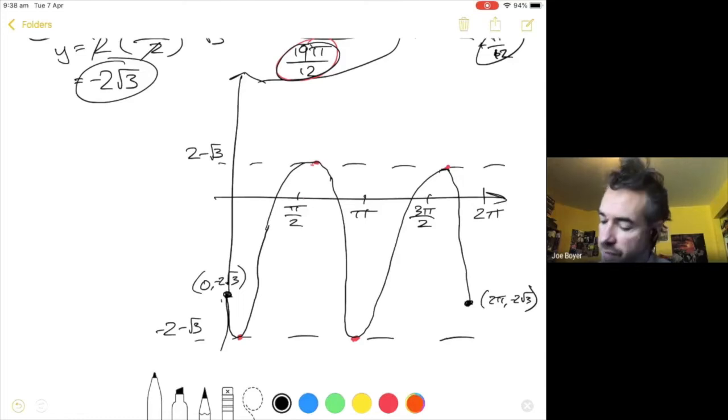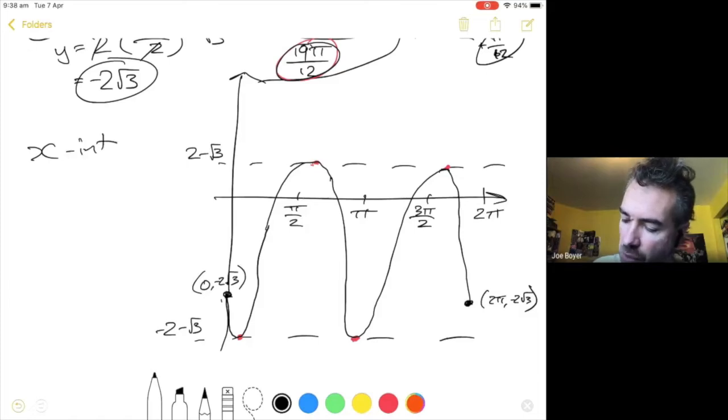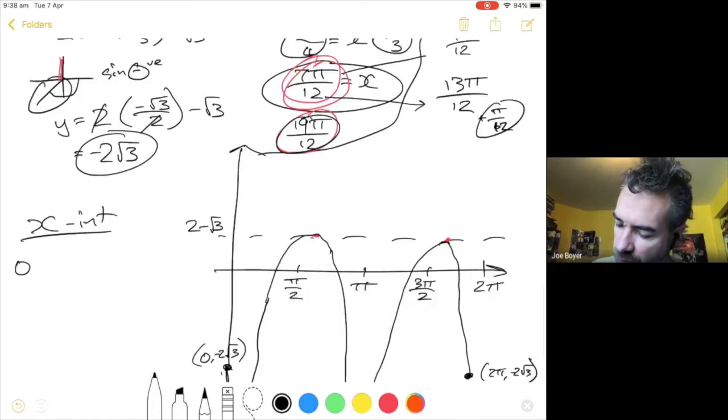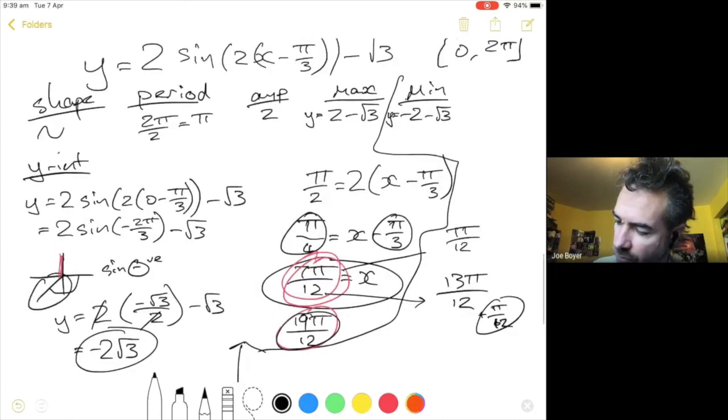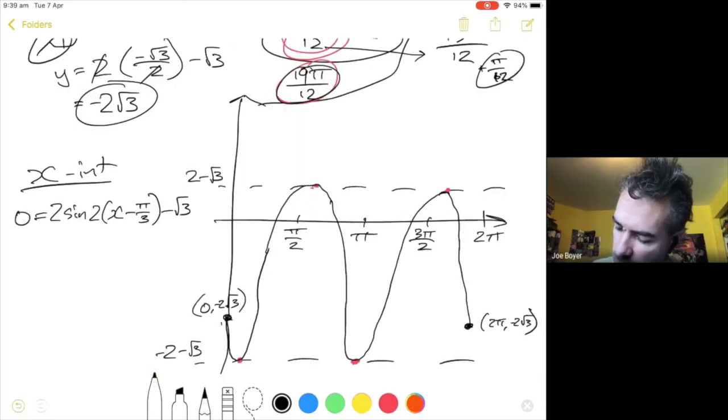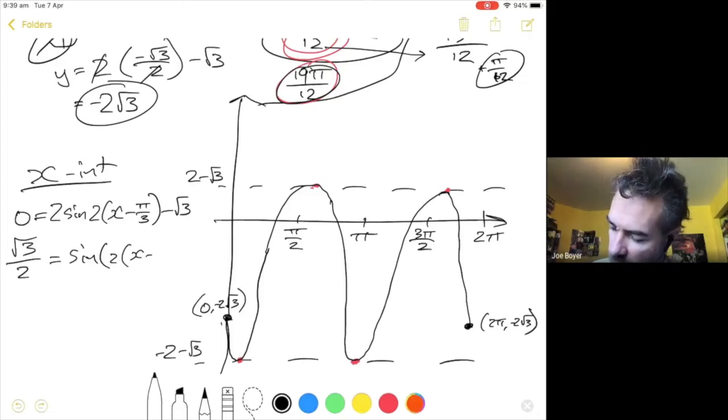And now the only thing left that I need to worry about are my x-intercepts. I say it like it's only minor, but they are painful because we have to solve this equation. So 0 is equal to, I can't get that both on the screen, I'm going to have to remember it, 0 is equal to 2 sine 2 lots of x minus pi on 3, was it? Minus root 3. Solving this equation, root 3 over 2 is equal to sine 2 lots of x minus pi on 3. All right, I need to adjust my domain.